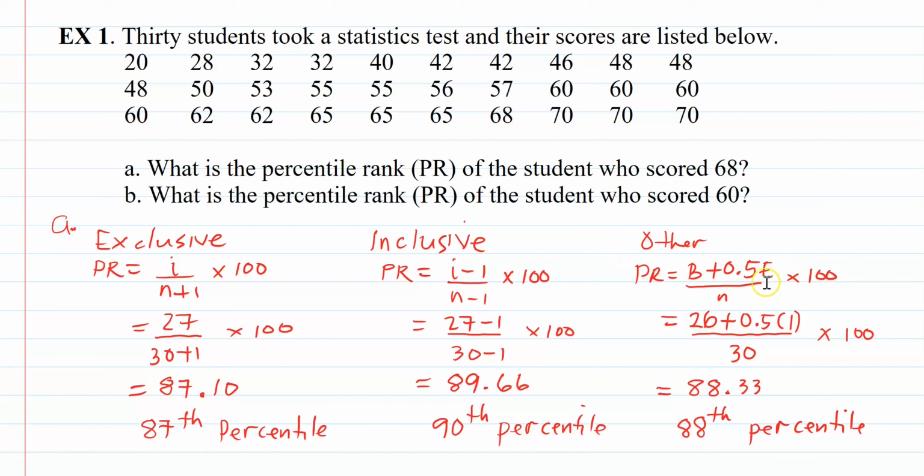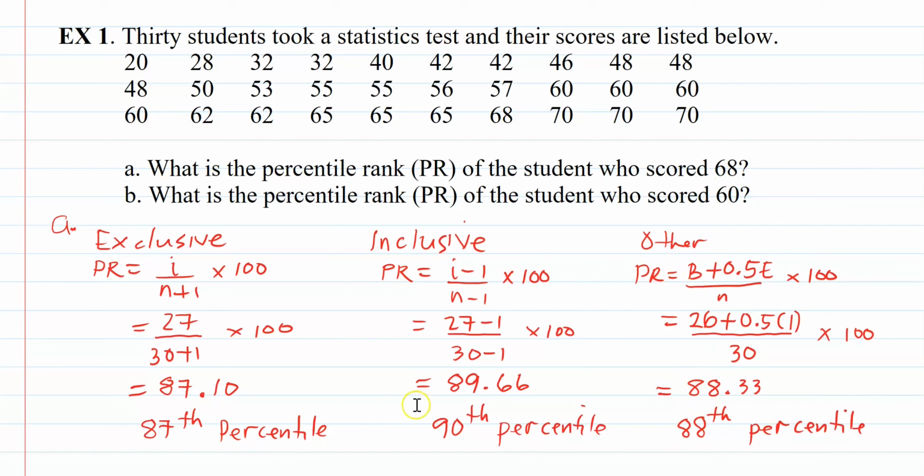And E is the number of scores equal to 68, and there's only one here, so our E is equal to 1. So our formula for the PR will be 26 plus 0.5 times 1 over 30, and then multiply that result by 100, and we got 88.33. Rounding this to the nearest integer is 88. So the percentile rank of the student who scored 68 using the other method is the 88th percentile rank.